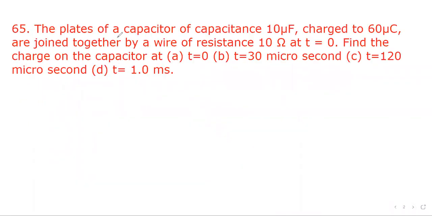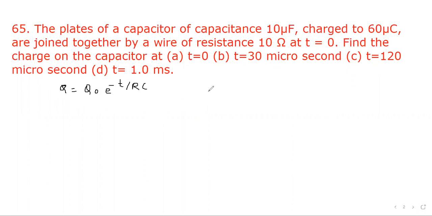Question number 65. The plates of a capacitor of capacitance 10 microfarad, charged to 60 microcoulomb, are joined together by a wire of resistance 10 ohm at t equal to 0. Find the charge on the capacitor at t equal to 0, t equal to 30 microsecond, t equal to 120 microsecond, and t equal to 1 millisecond. So here, this is a case of discharging. So the formula is Q equal to Q0 e to the power minus t upon RC.